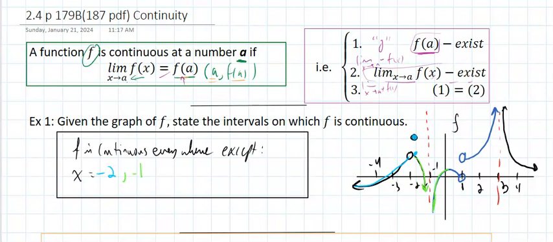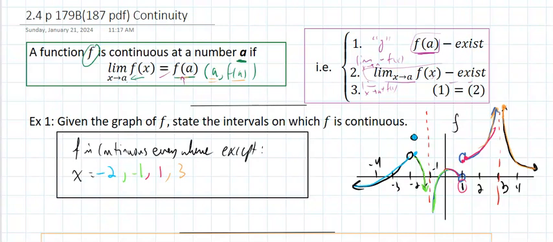I know these colors are hard to see, and that's done on purpose. When I get to 1, I notice that I have to lift my pencil off the page or marker and jump up there, and by doing so I know that it's not continuous at 1. And when I get to this point, I have to jump again, lift my marker off the board and go to that point. That means at 3 as well.